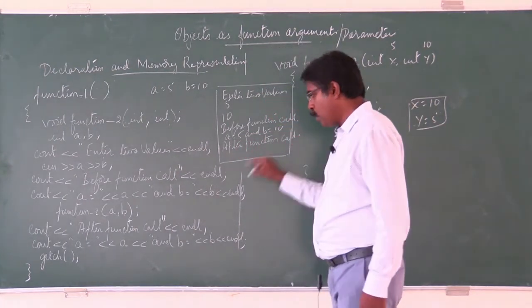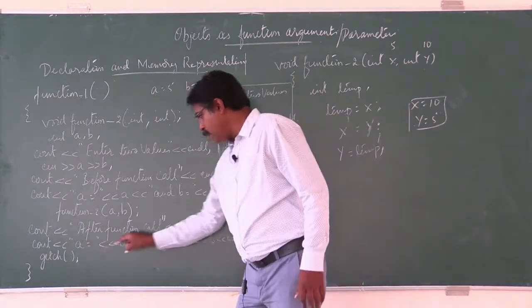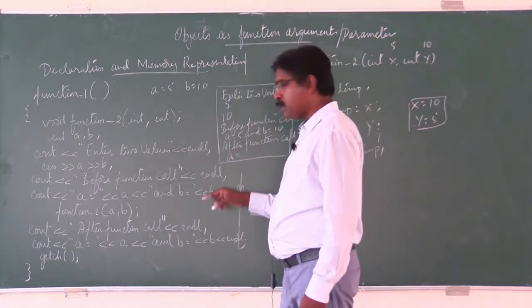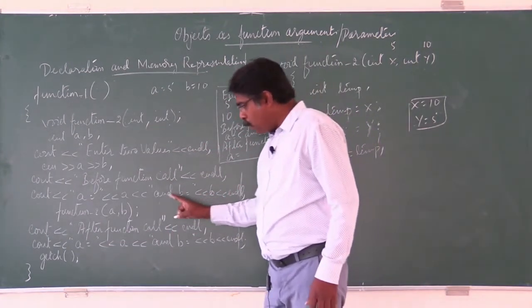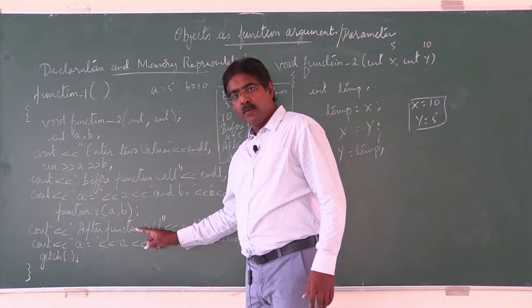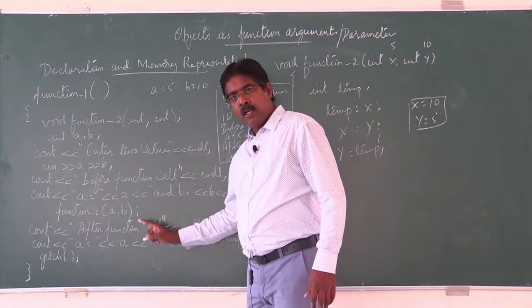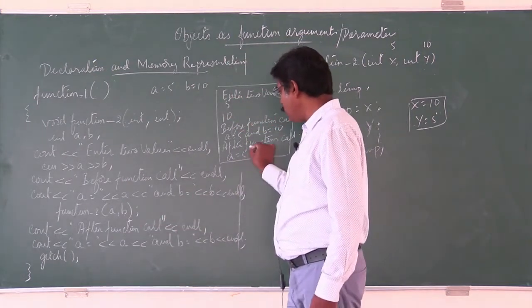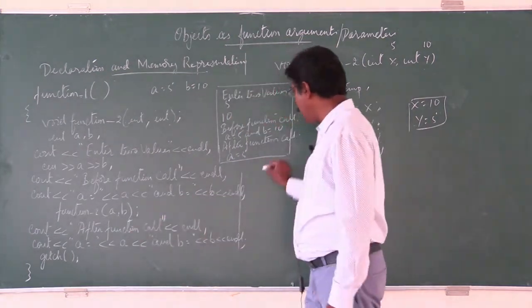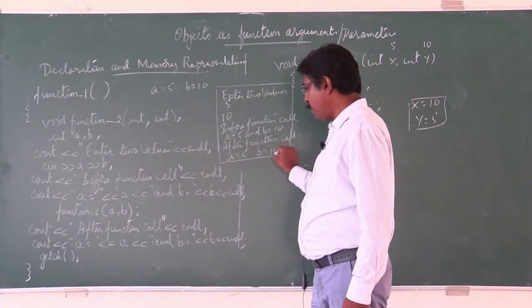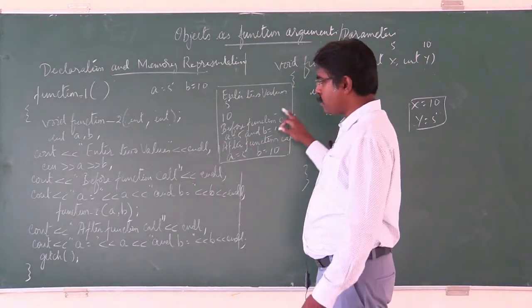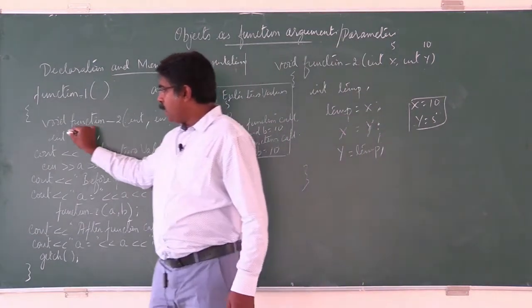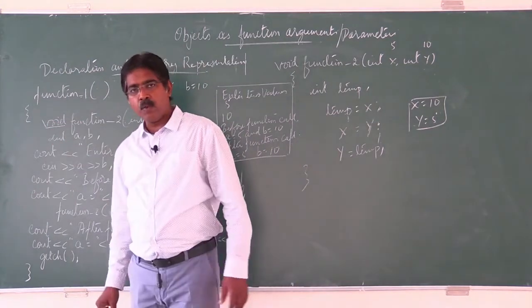After the function call, a equals the original argument's value. The original values will never change, so the same value gets retained: a equals 5 and b equals 10. Here in this context, I have taken the return type specifier as void.